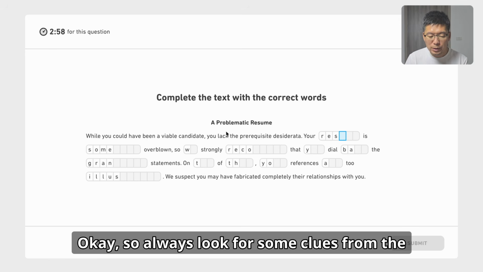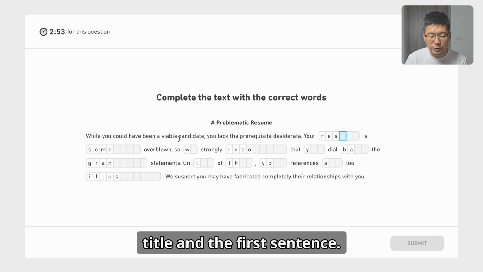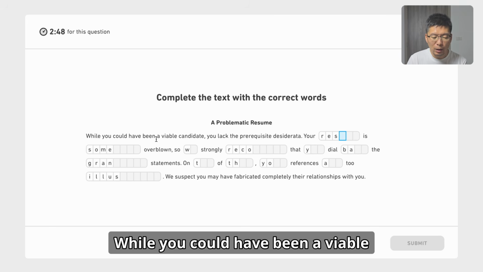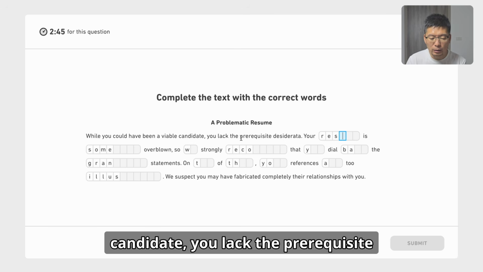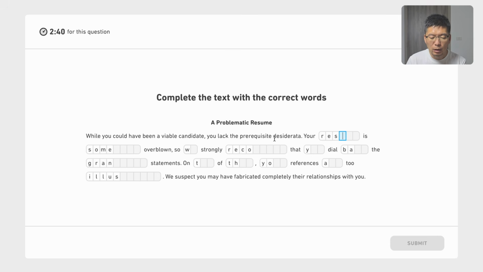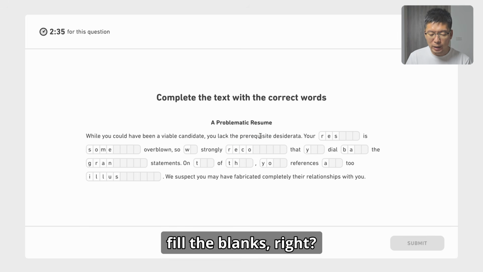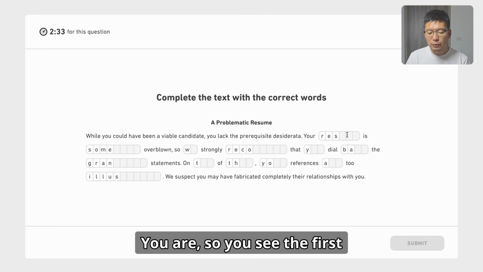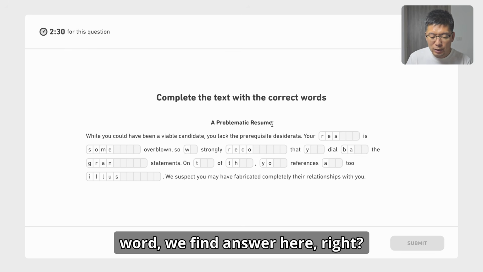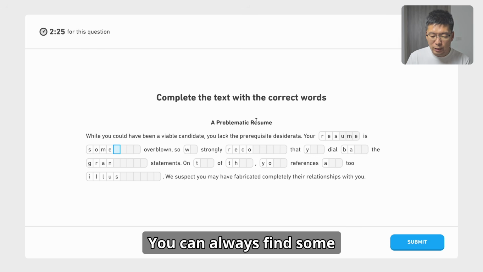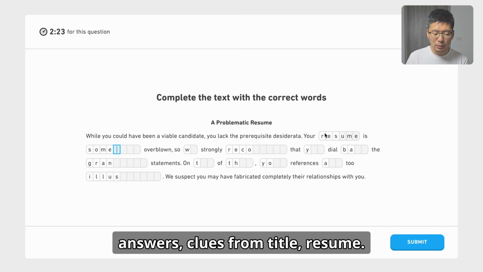Okay, so always look for some clues from the title and the first sentence. A problematic resume. While you could have been a viable candidate, you lacked the prerequisite trait. Okay, so I think this word was the one in the blanks, fill in the blanks, right? So you see the first word, we found the answer here, right? That's the key strategy. You can always find some answers, clues from the title, resume.